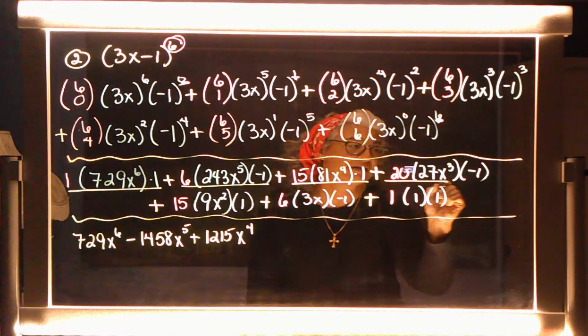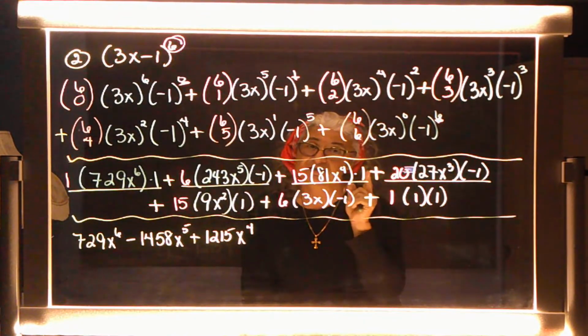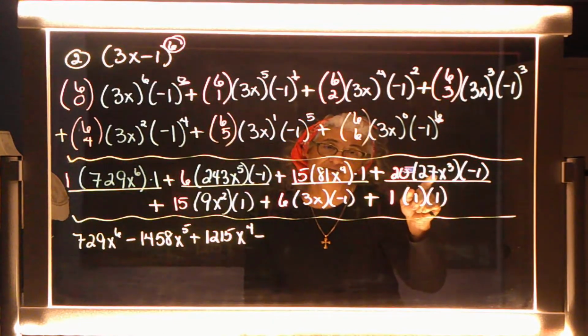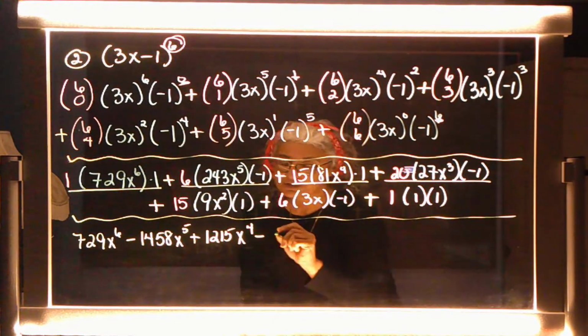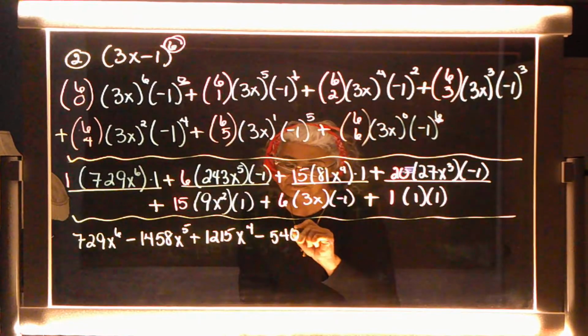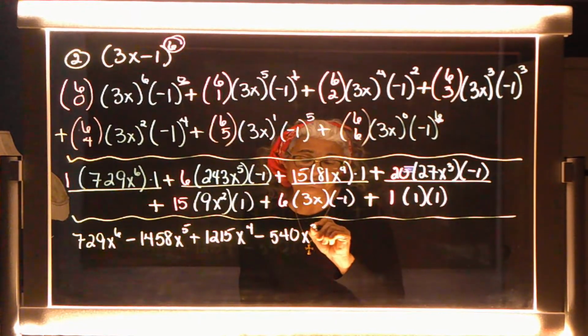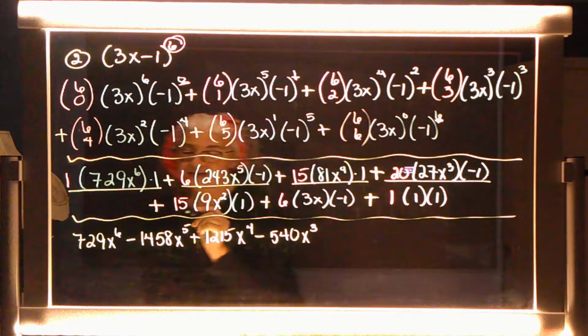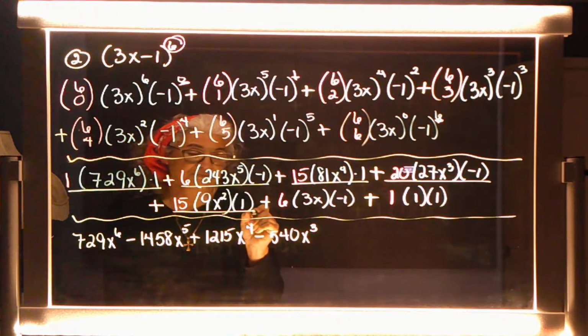Next one is 20 times the 27x cubed times a negative 1. Yeah, that one's going to be a negative. So now you've got to do 20 times 27, don't you? Good. So that's 540 x to the power of 3. And now we've got this next one to do.